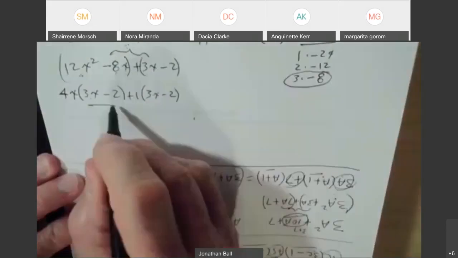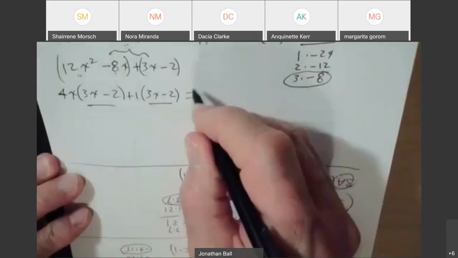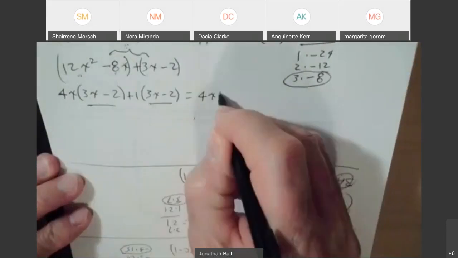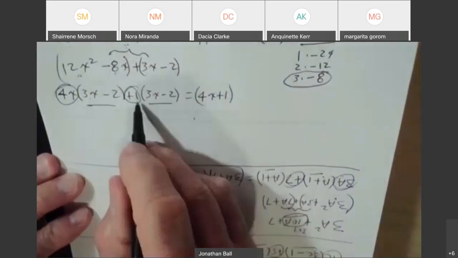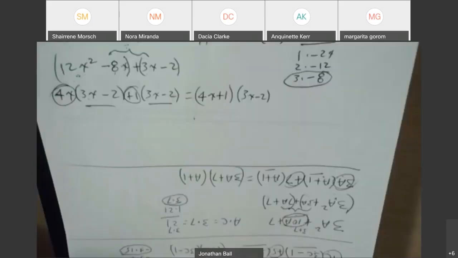Okay, these two are the same. This is going to equal 4x plus 1 here and here, right? That and that times 3x minus 2. And these two are the same, so we're correct. Everybody got it? Anybody want another one?